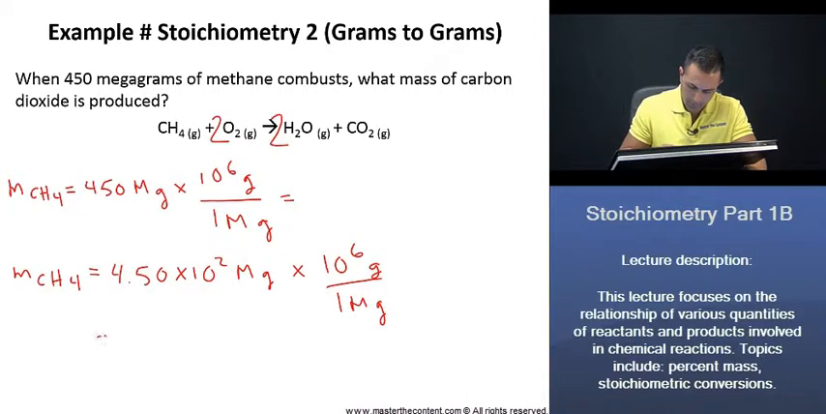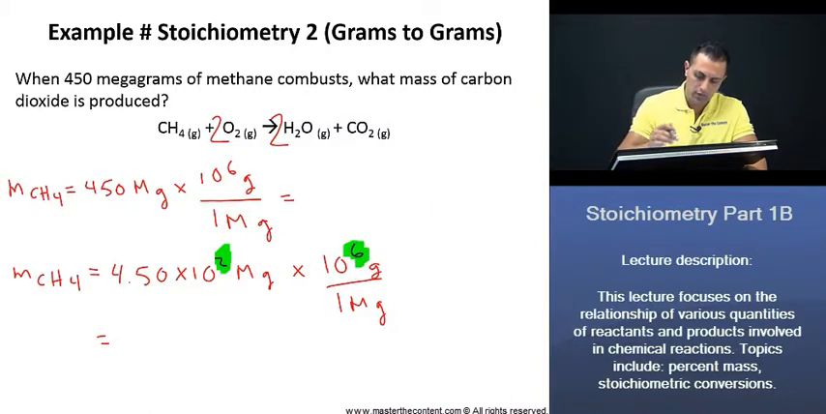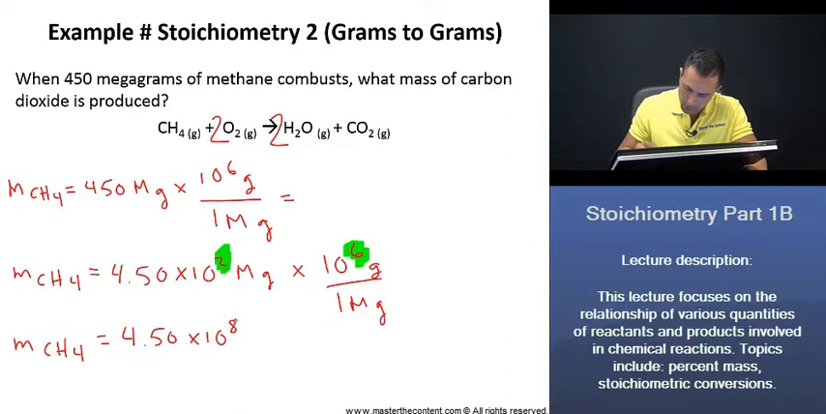Here we are. Wonderful. Now, if we recall from a previous lecture where we covered exponents, we demonstrated that when we're multiplying exponents, in this case 10 to the power of 2 and 10 to the power of 6, what we're actually doing is adding them. Thus, all we need to do is add this 2 and this 6, and we have our answer. The mass of our methane is 4.50 times 10 to the power of 8 grams. There we are. Wonderful.